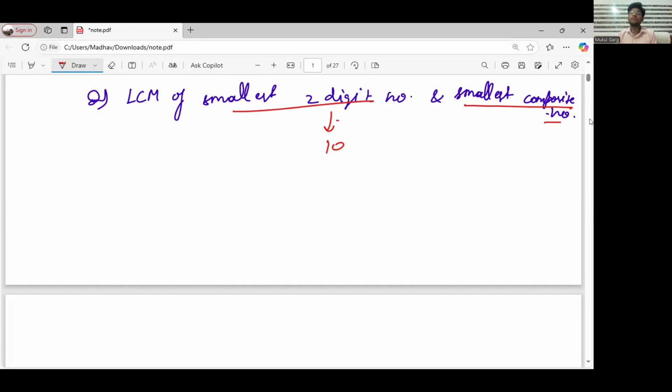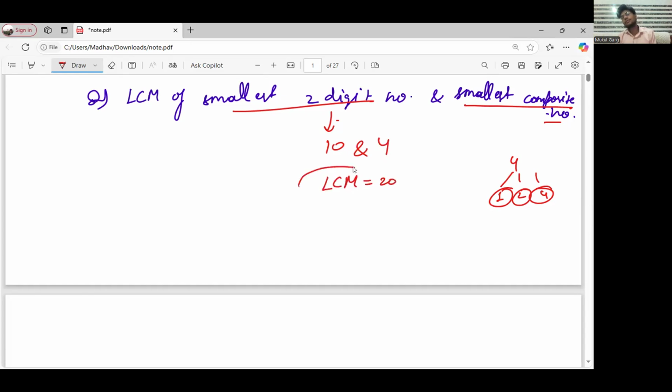So the next number comes 4. How many factors does 4 have? 4 has 1, 2, and 4. So 4 actually has 3 factors. So it has more than two factors, and it is the first number which has more than two factors. So it's the first composite number. So the smallest composite number is going to be what? 4. So we need to find out the LCM of 10 and 4, which is obviously going to be 20.